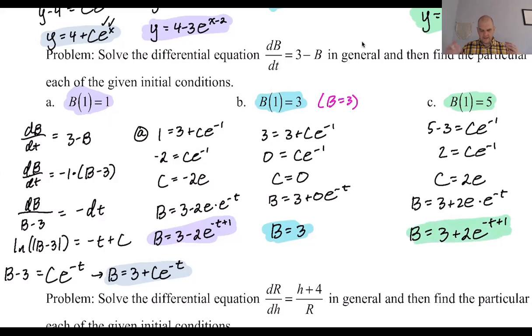So I kind of color code them. You can see the given initial condition and its corresponding particular solution. So particular solutions don't have C's in them. You've solved for C. The general solution, the one that's in a grayish color, is a general solution because it still has a C in it.